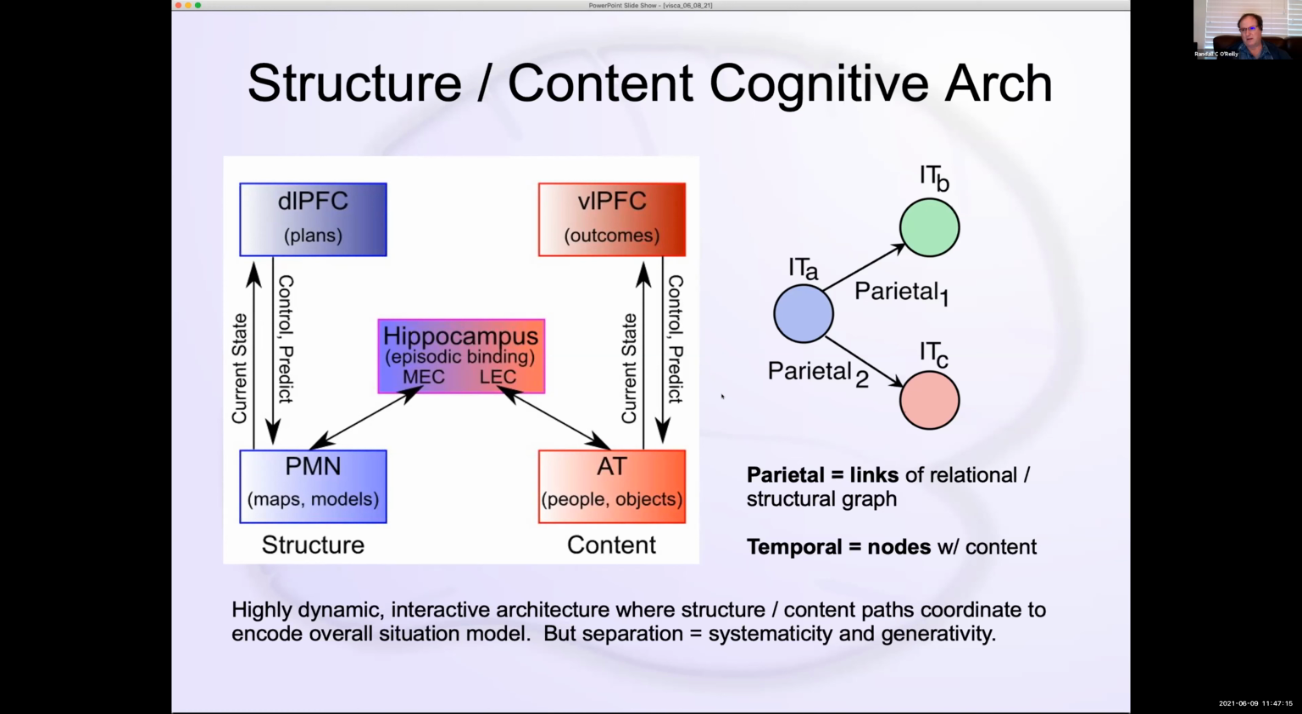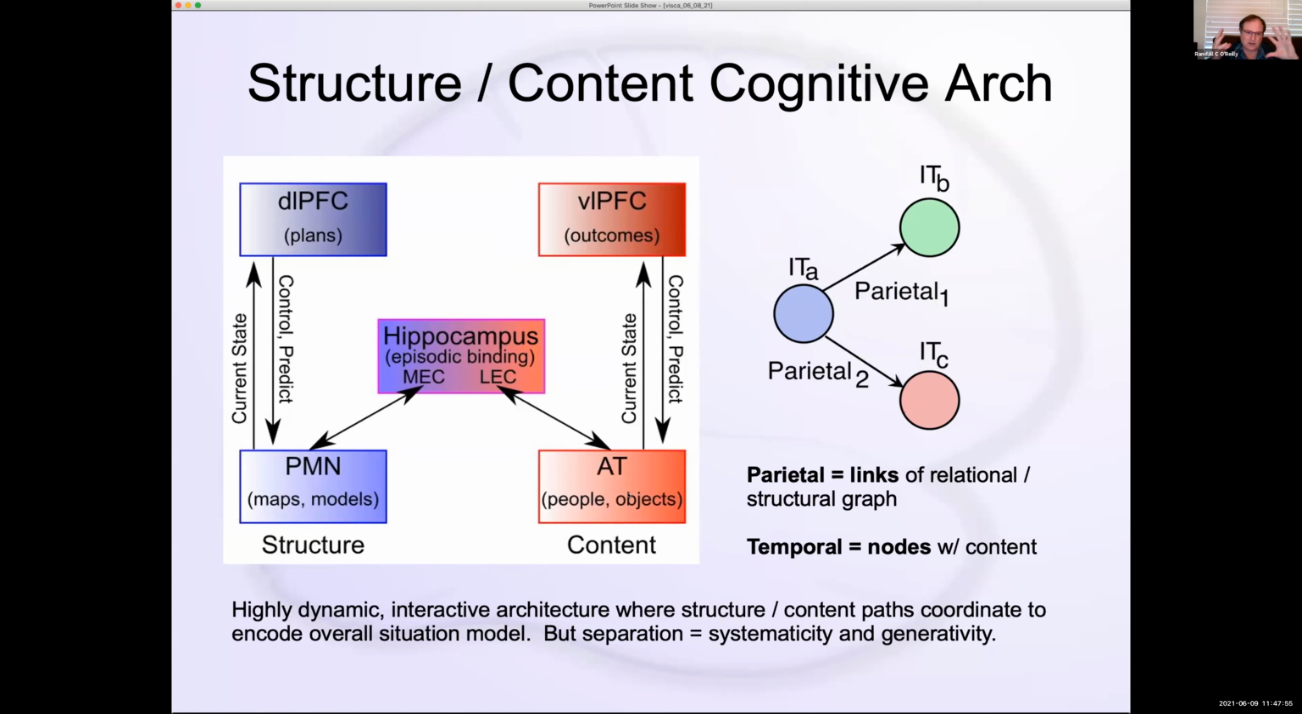Okay, and one way to think about it at a very broad level is that the parietal lobe, in some large graphical representation of knowledge, is representing the links in the graph. So here we have two different parietal representations representing two different links in some graph representation, and then the temporal lobe is representing the nodes, the content, what's at each point in this graph. Another way to think about that is parietal is allowing you to encode transitions between states that are represented in temporal cortex, the temporal lobe content pathway.